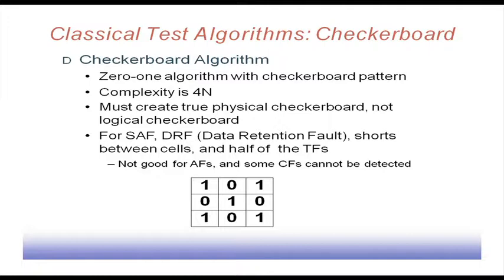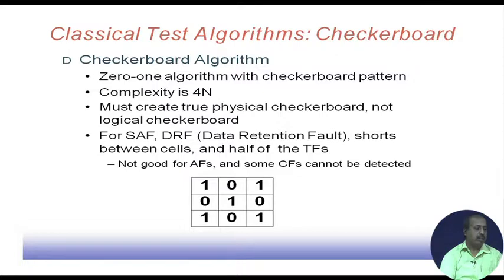Then we have shorts between the cells and half of the transition faults. They will be covered, but it is not good for address faults, and some of the coupling faults are also not detected by this checkerboard type of algorithm.